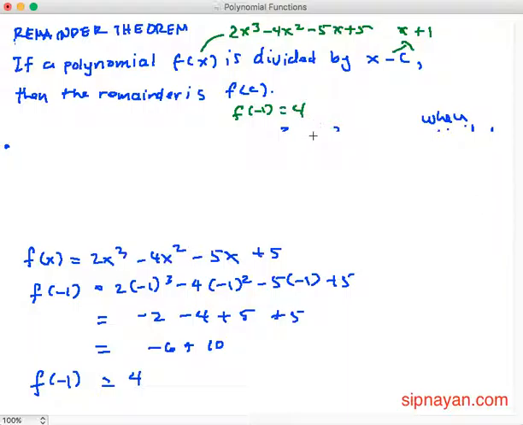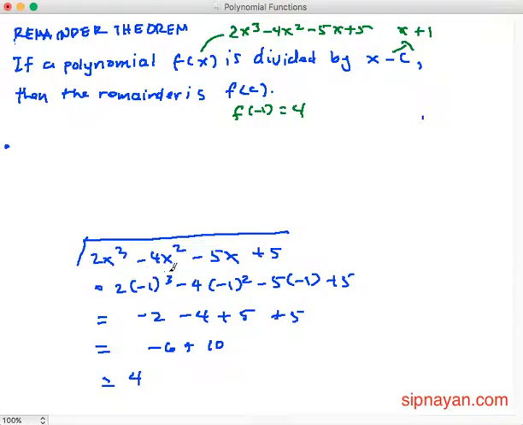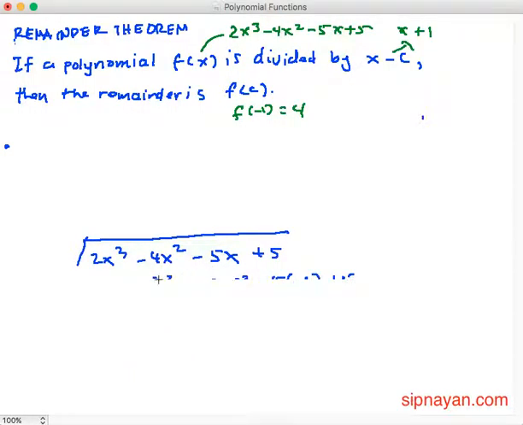But we can check by using long division, no? So, we can divide and see if the remainder is really 4 to double check. So, 2x cubed minus 4x squared minus 5x plus 5 divided by x plus 1, yung x minus c natin. No? Kasi yung c natin negative 1. So, divided by x plus 1. So 2x cubed divided by x is 2x squared.